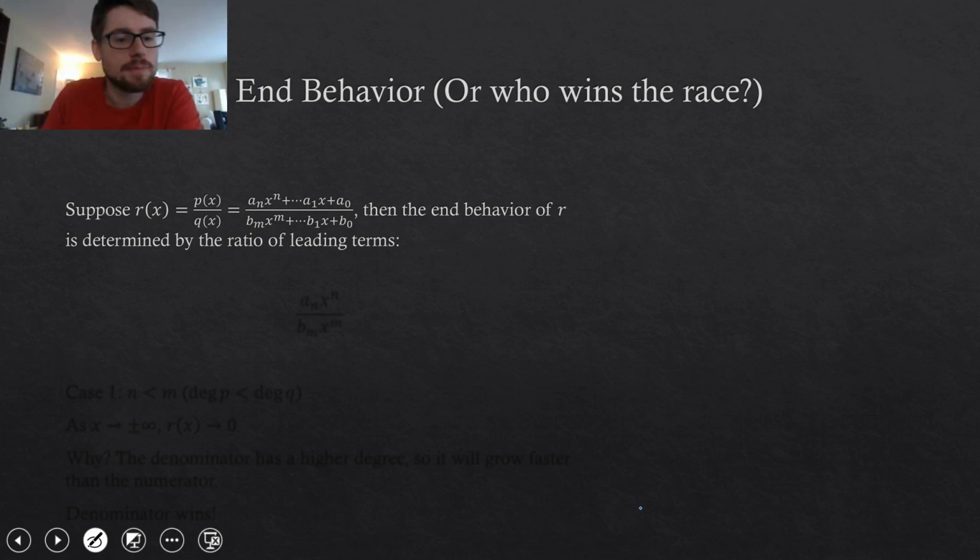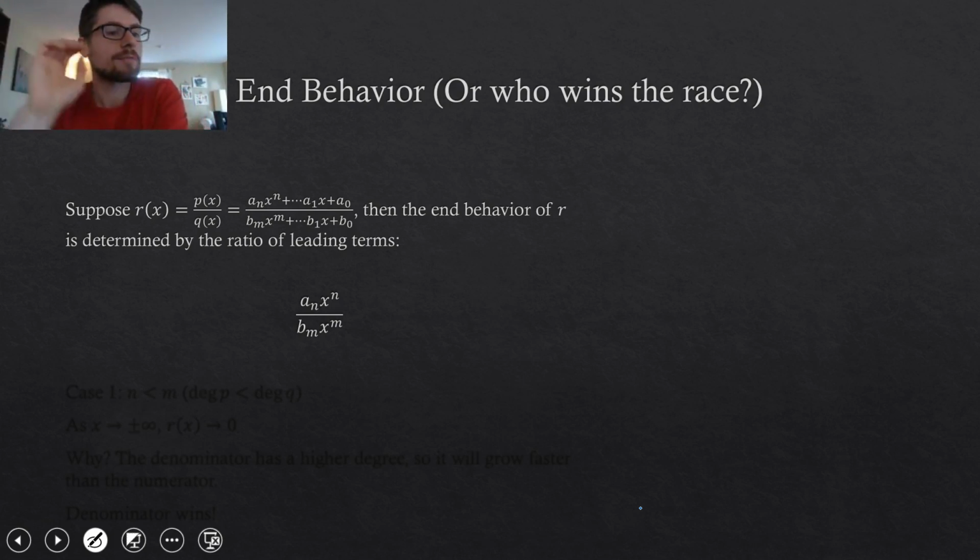The end behavior is going to be determined entirely by the ratio of those leading terms. So a_n x^n over b_m x^m. This ratio gives you what the end behavior is. That's all you care about. You can throw away everything else because all of those other terms will be small for very large x values relative to the first terms. It's just like polynomials, except now we have two polynomials we're looking at, that ratio.